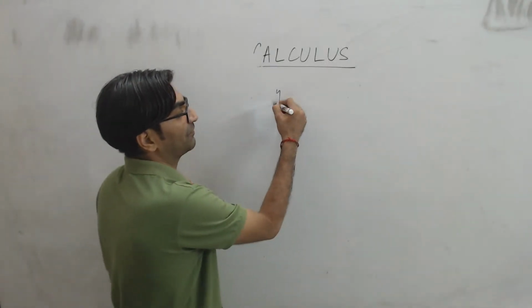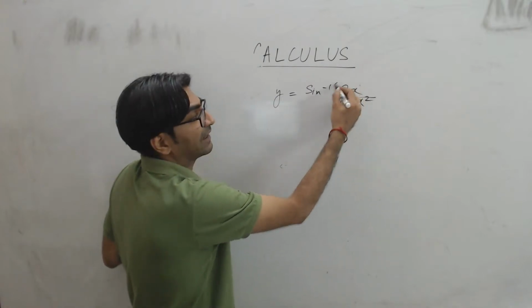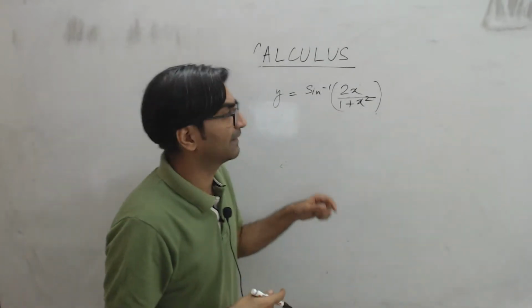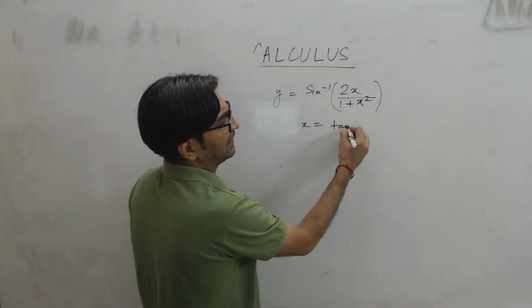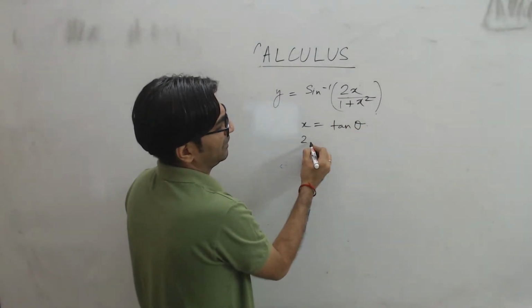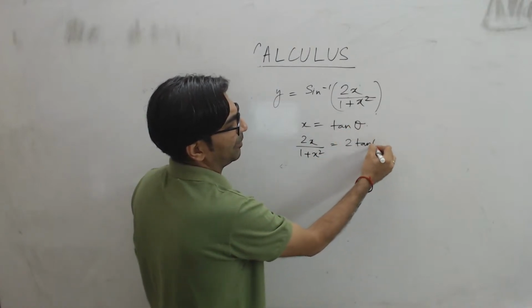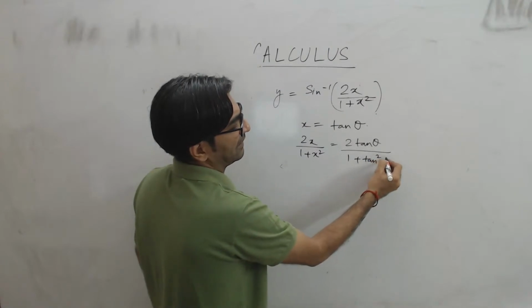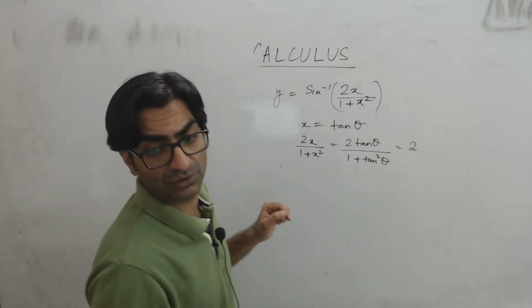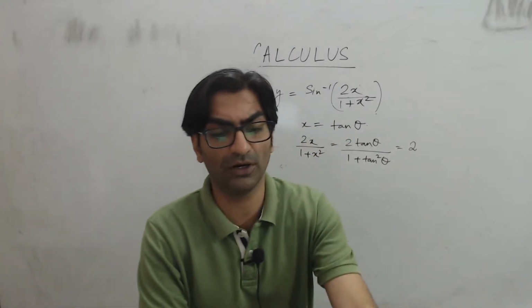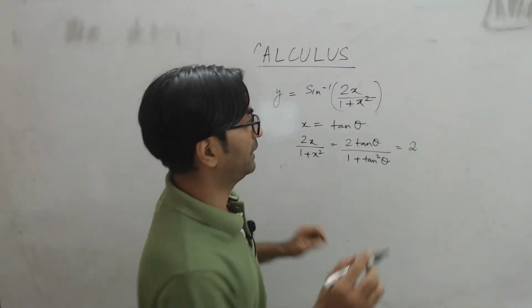So what do we have? I have y is equal to sine inverse of 2x upon 1 plus x squared. If you know your trigonometry, then there's a very easy substitution to start this question, because if you put x as tan theta, then 2x upon 1 plus x squared inside the bracket will be 2 tan theta upon 1 plus tan squared theta. And I know from trigonometry this is actually equal to, what is 2 tan theta upon 1 plus tan squared? That's equal to sin 2 theta.